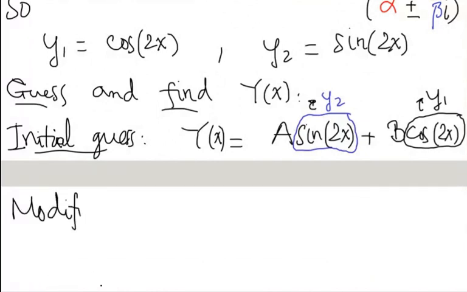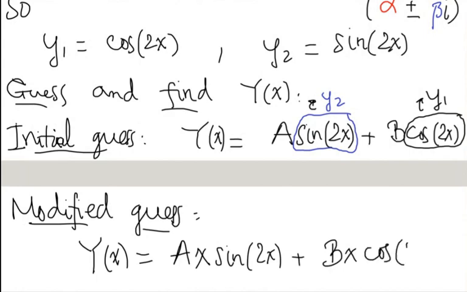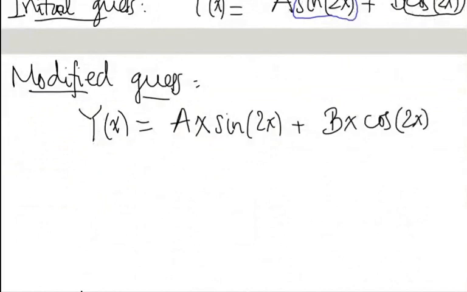So the modified guess is that we need to multiply the affected term by x. So here we have the same, with y2 won't work. We need to multiply by x. So a x sine 2x. Similarly, b x cosine 2x. This is our new modified guess.